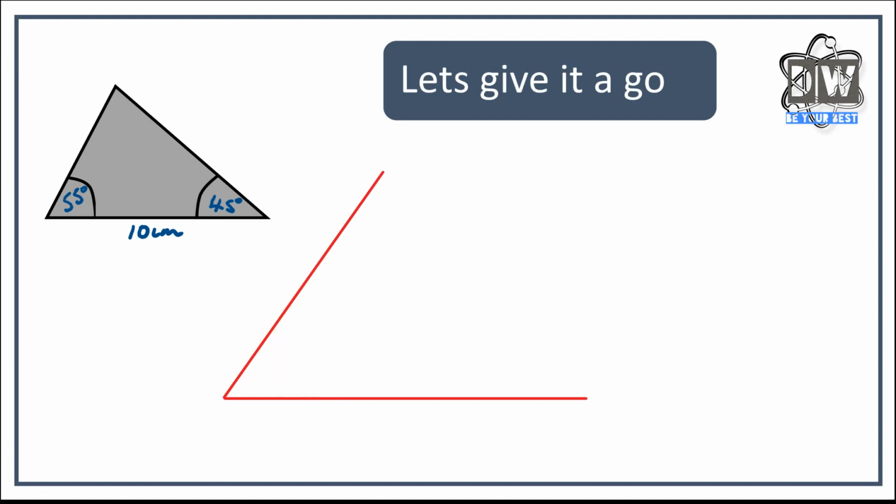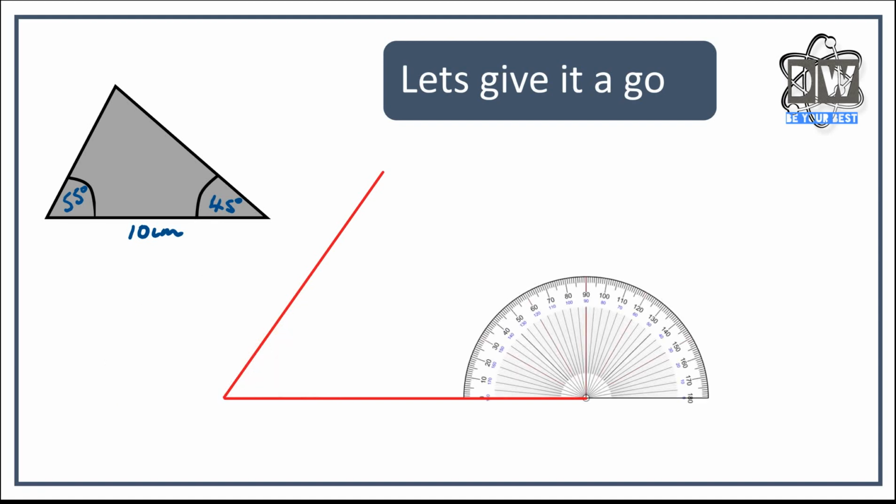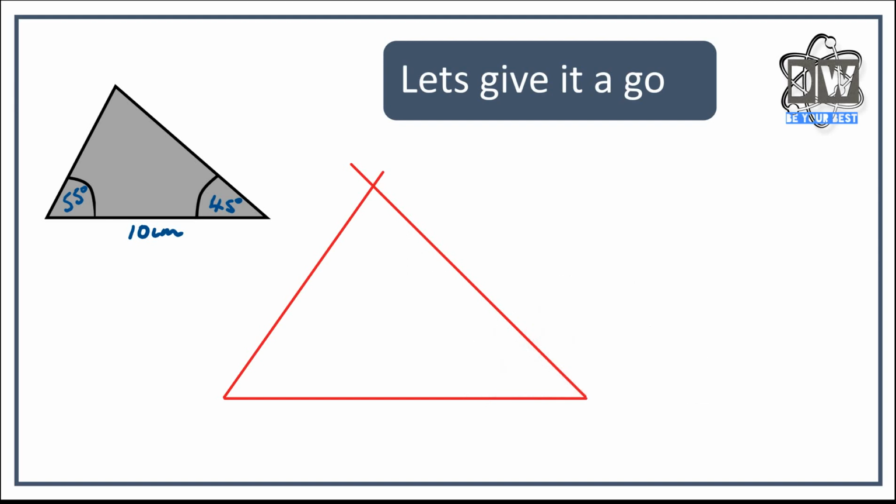Okay, now we're going to go and do the other side, and we're going to look for that 45-degree angle. So I'm going 10, 20, 30, 40, and 45, which is there. Okay, and then the line will come straight through that point. And you can see here I've been a lot better up the top. And we take away everything, we label it up as 10 centimeters on the bottom, 55 degrees on the left, and 45 degrees on the right.